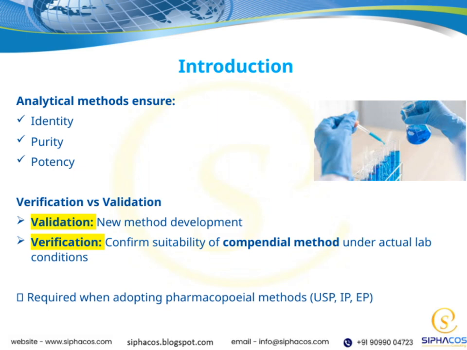Now, let's clarify two important terms: verification and validation. Validation is about developing a new analytical method from scratch. It involves demonstrating that this new method is suitable for its intended purpose, ensuring accuracy and reliability. Verification, on the other hand, is about confirming that an existing compendial method, like those from USP, IP, or EP, is still appropriate when applied in our specific lab environment. It's a way to ensure that the method works well under our actual conditions.